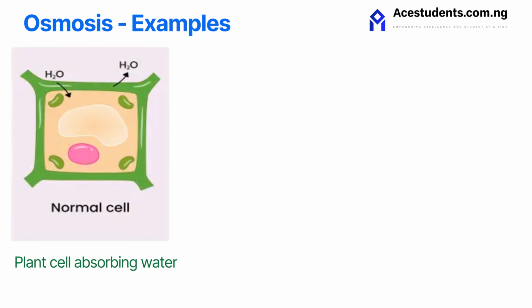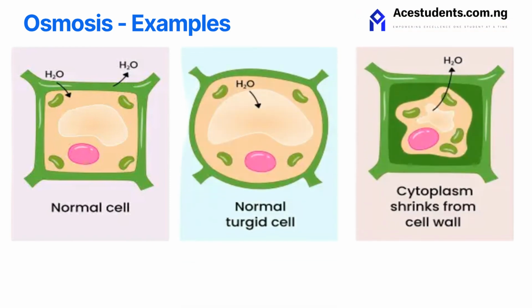An example of osmosis in action is how plant cells absorb water. This process is crucial for the plant's survival and structure. Osmosis can cause cells to change shape. They may swell, like the normal turgid cell, or shrink, depending on the direction of water movement.